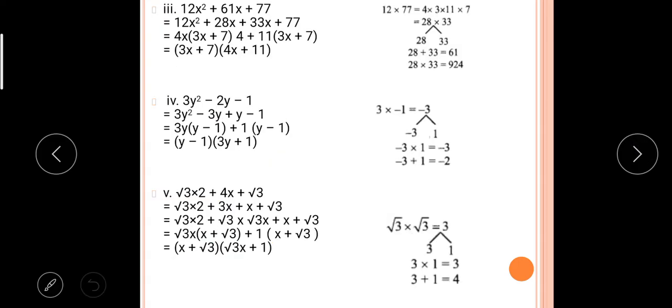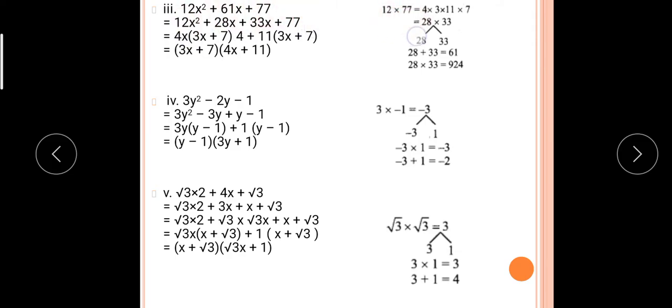Now next, this is also very simple. See, 12x square plus 61x plus 77. So 12x square plus 28x and so on. How to factorize? Multiply the coefficient of x square and the constant term. Factorize in such a way that the middle term should be 61, meaning the addition should be 61. Very simple. Now see, all are plus signs.